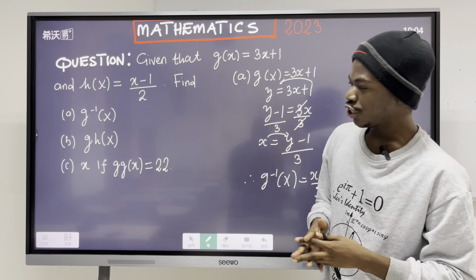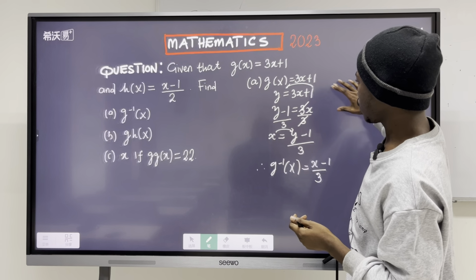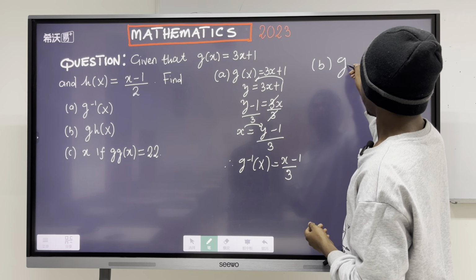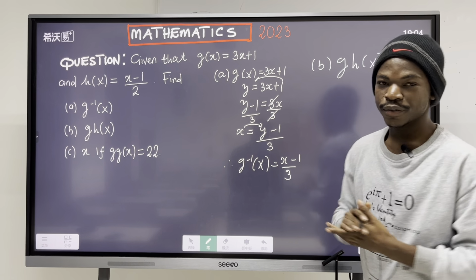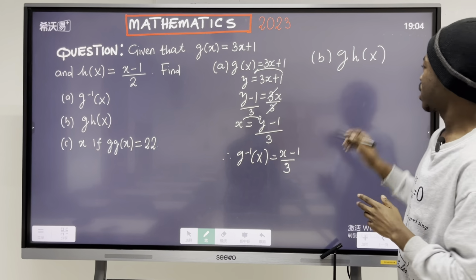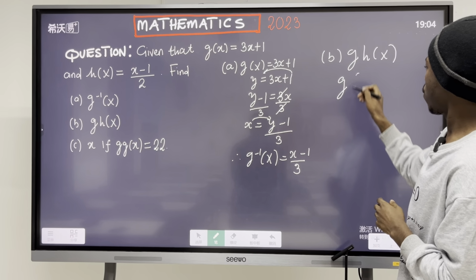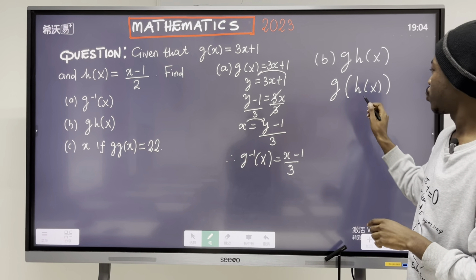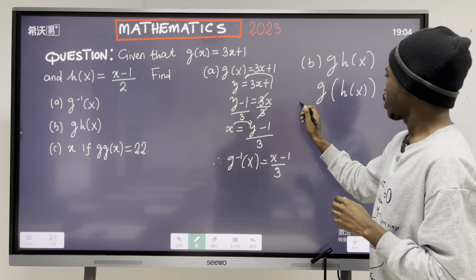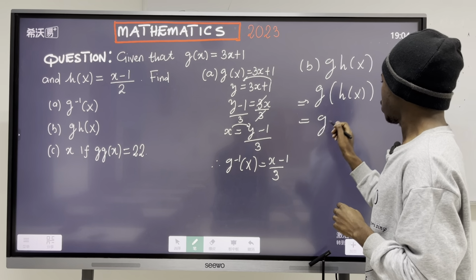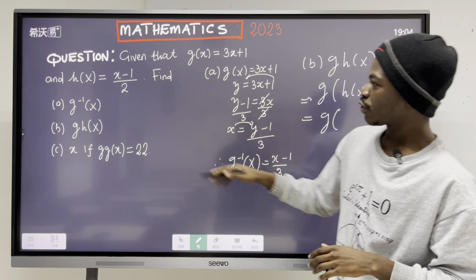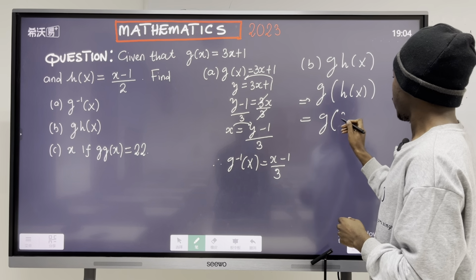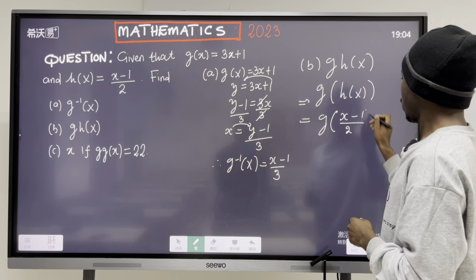B says gh of x. So gh of x. Remember what we did? This simply means the entire function. Remember, this is the same as g of h of x. So it's like the entire function h of x is going to replace x in g. So we know that this is the same as g of, what is our h of x? h of x has been given to us as x minus 1 over 2. So it's like we're finding g of x minus 1 over 2.